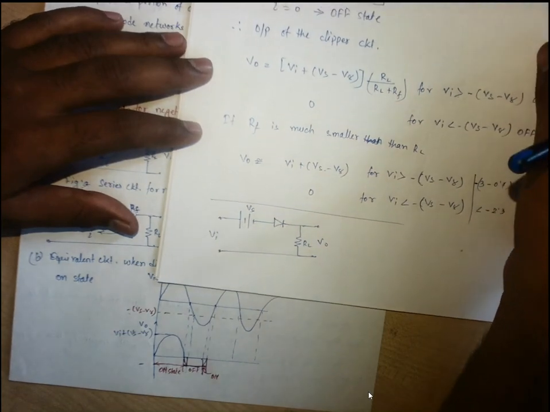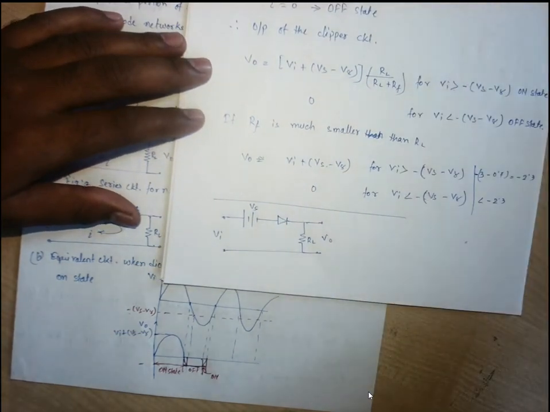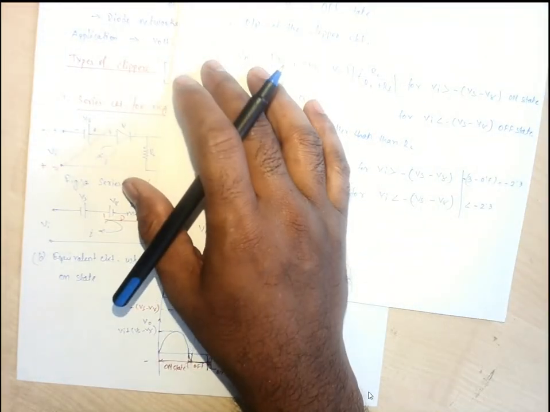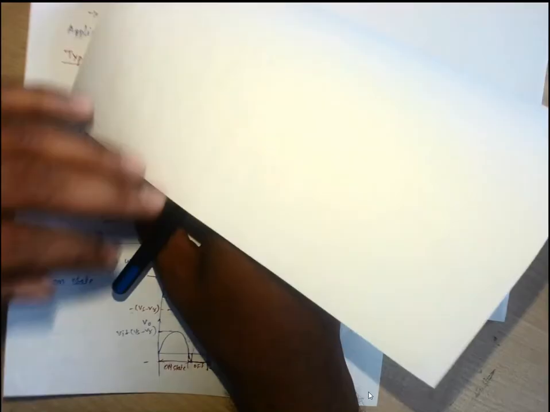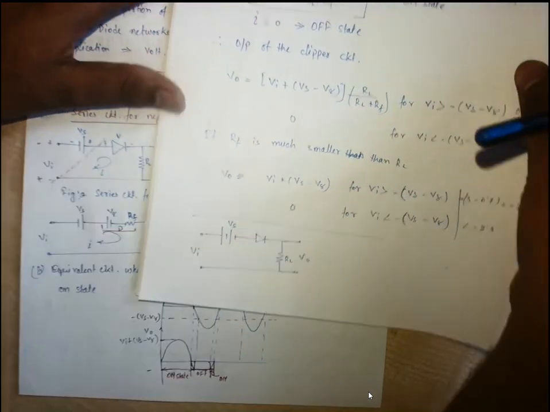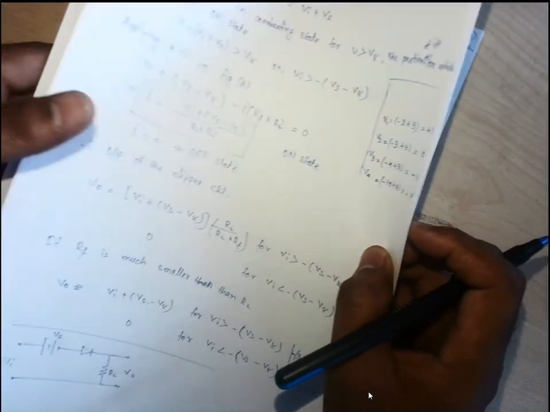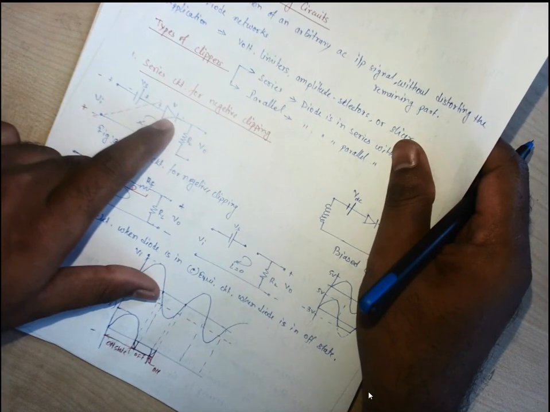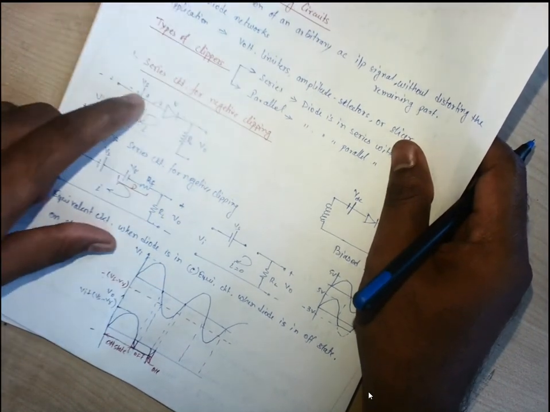Next circuit is the positive clipping. It is quite simple. For the same circuit, if we simply change the polarity of the diode, now it will become a positive clipper. I'm just giving you the task, just go with it. For the same circuit, you simply change the polarity of the diode and try to figure out. In the fourth circuit, you need to change the polarity of the source as well.